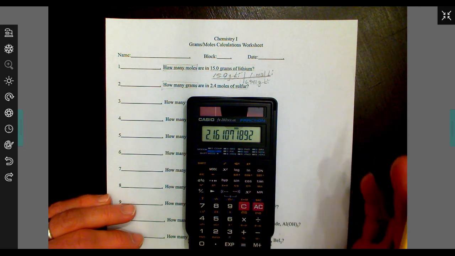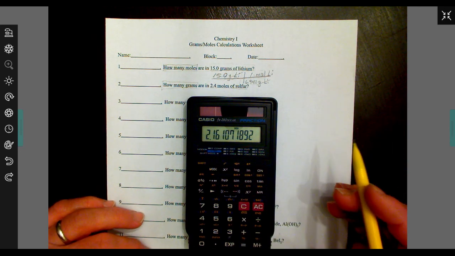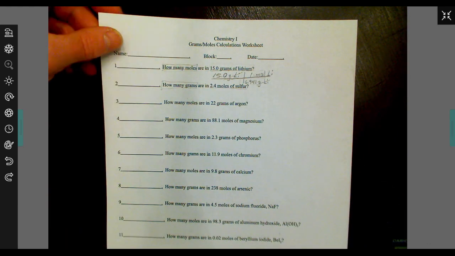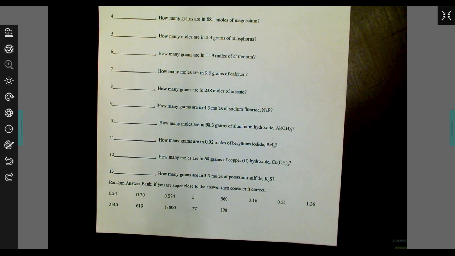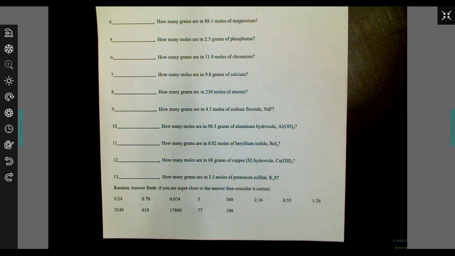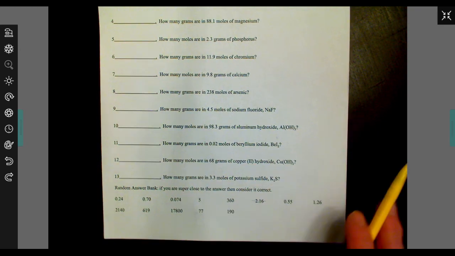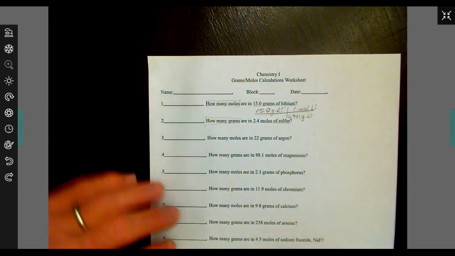Since we haven't been taught the rounding rules yet, you're going to have to take my word for it. We're going to have to look at the bottom of the paper and see if we can find what is the closest to 2.16. And it looks like right here. So we'll take the 2.16 and put that right here in the answer blank.